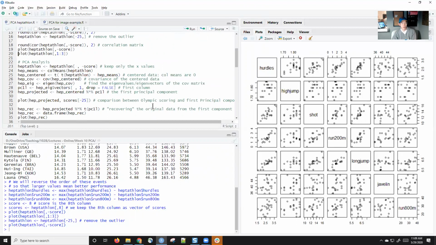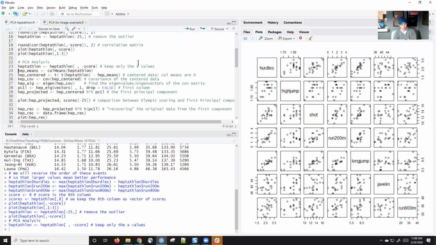So what we're going to do is drop the score column, so that we just have the 7 columns of events. And then we're going to do our principal components analysis. For us, that means we're going to center the data. So we're going to find the means of each column, and we want to subtract the means from each column.